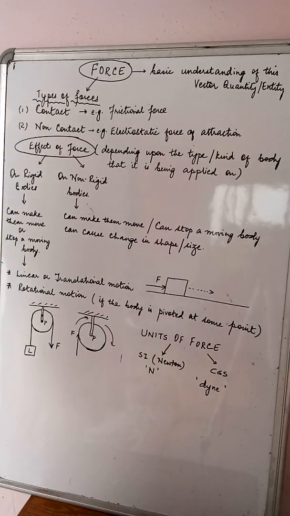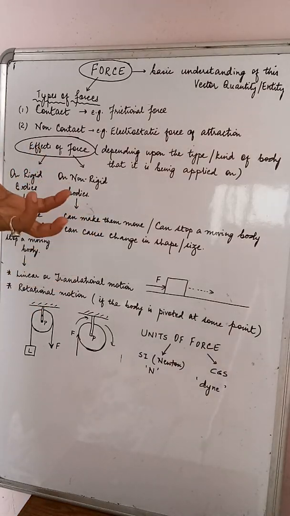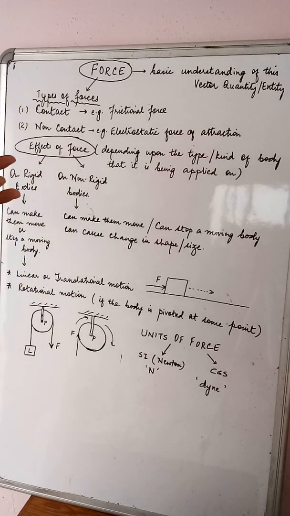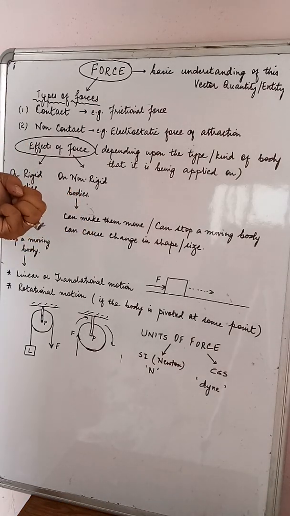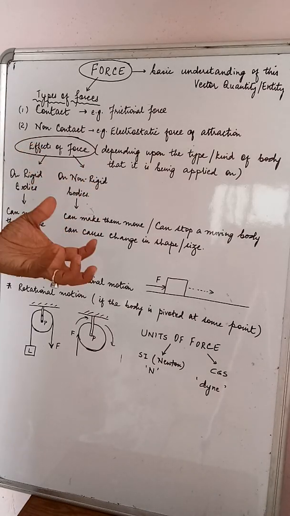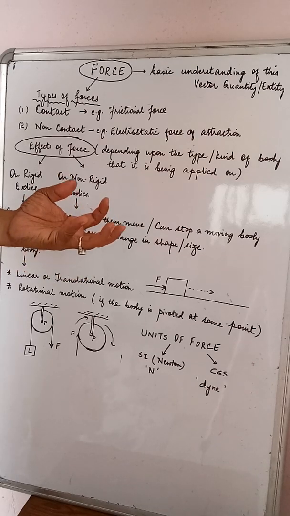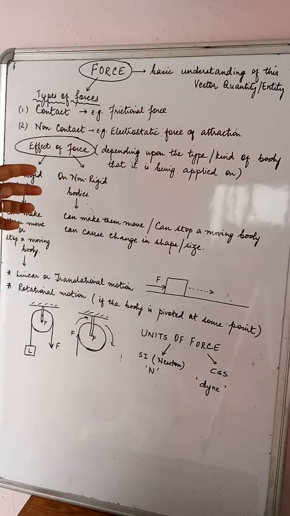Now coming to non-rigid bodies, let's say for example the smiley ball, the sponge ball that we use for exercise. You take the sponge ball in your hand and apply the same force which you had applied to the iron ball. Since it's a sponge ball, you will see that on the application of the force, it will change its shape and size.